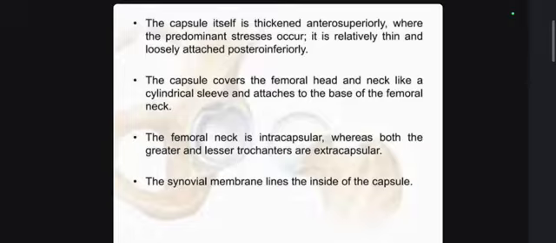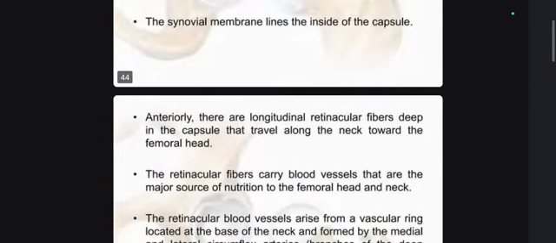The capsule covers the femoral head and neck like a cylindrical sleeve and attaches to the base of the femoral neck. The femoral neck is intracapsular, whereas both the greater and lesser trochanters are extracapsular. The synovial membrane lines the inside of the capsule.